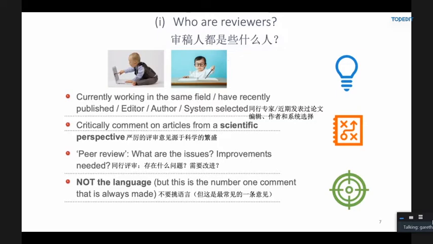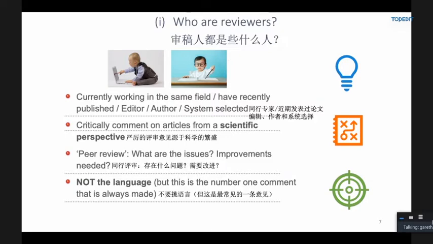So you can immediately see that the process is negative. Journals ask peer reviewers, tell us where the issues are with this submission. Tell us where the problems are. Tell us where the room for improvement is in this article, right? The journals ask reviewers negative questions.